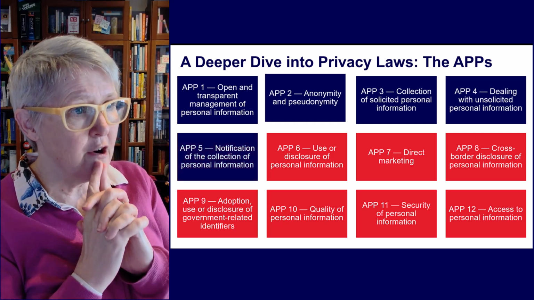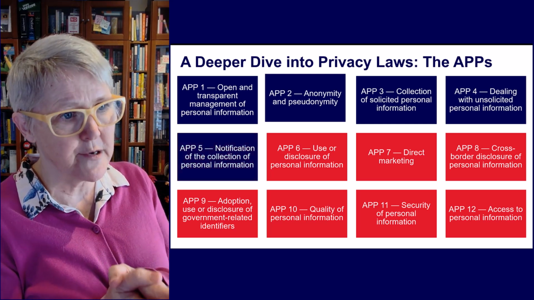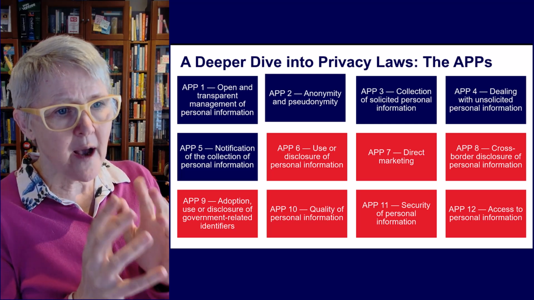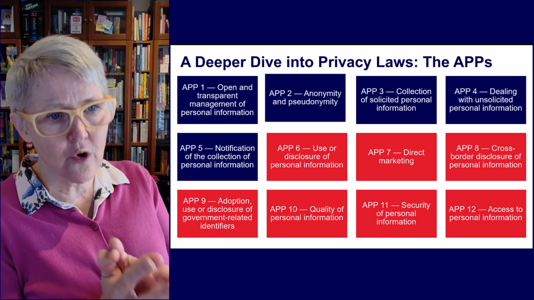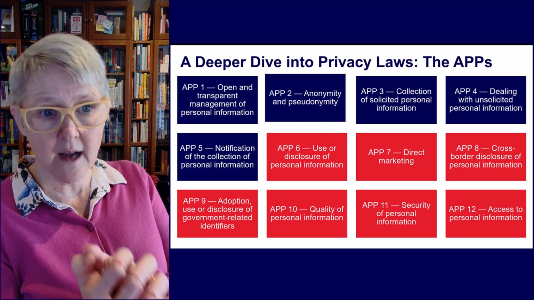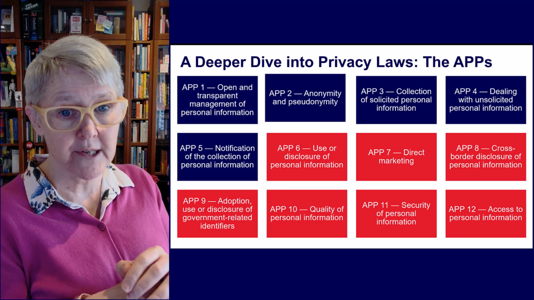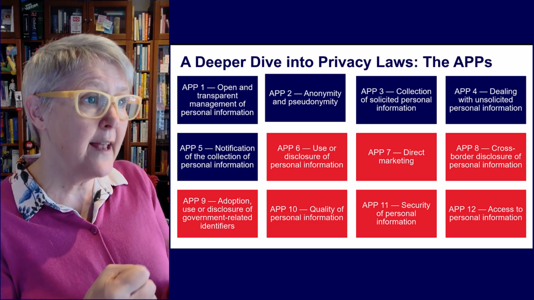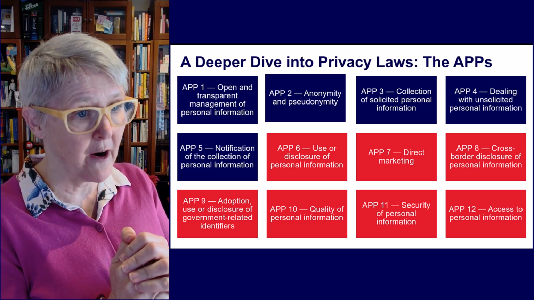APP5 is about the notification of collection of personal information. So if a company clearly informs users at the time that they sign up about the types of personal information it's going to collect or how it will be used, then it's going to comply with APP5.